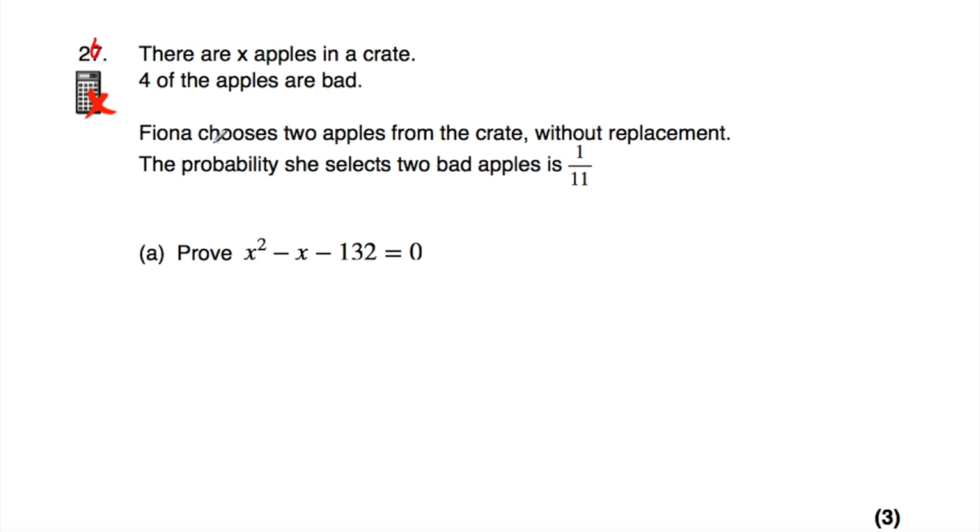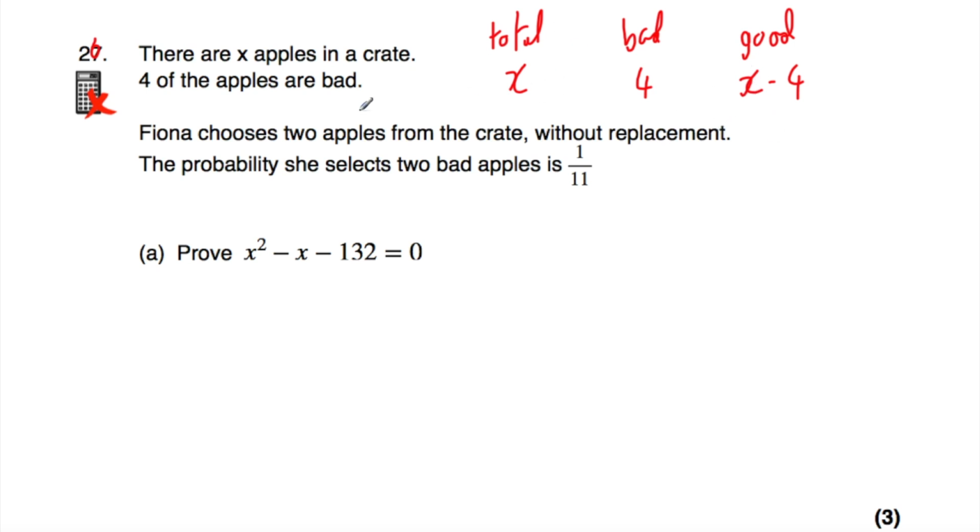Let's have a look at this crate to begin with. There's x apples in the crate altogether, and 4 of them are bad. So we've obviously got bad apples and good apples. The total number of apples in the crate is equal to x. The number of bad apples is equal to 4. So the number of good apples must be the rest of them. If we do the total take away 4, that would be x minus 4. And that makes sense. For instance, if there's 20 apples altogether and 4 of them are bad, that means there'd be 16 good ones, and so on.